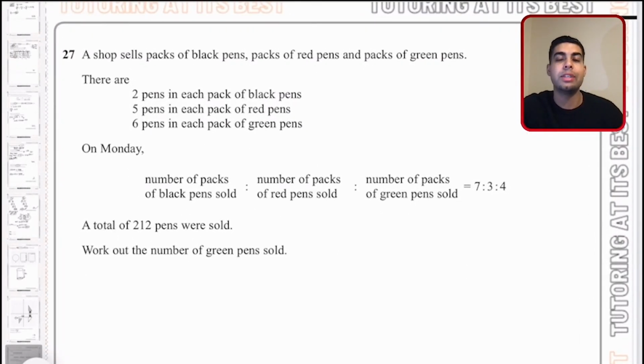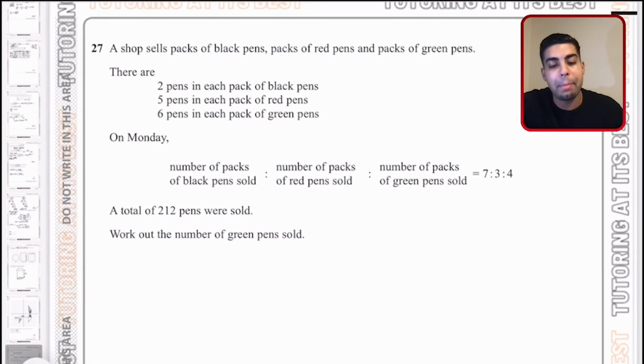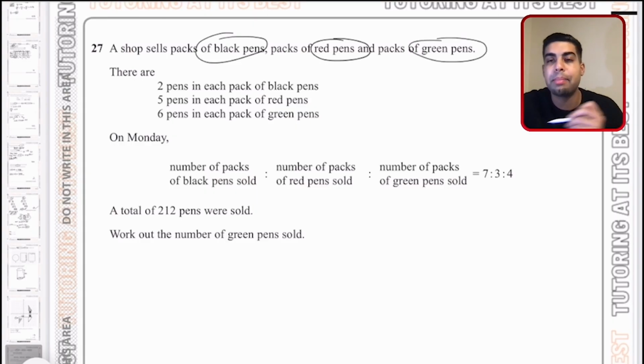And let's now move over to question 27. So we have a shop that sells packs of black pens, red pens, and green pens. And notice that when I'm reading this question, I'm highlighting the key information as I go on. Just so when I go ahead and attempt it, I know exactly what key information I need to look at. And we can see now that there are 2 pens in each pack of black pens, 5 pens in each pack of red pens, and 6 pens in each pack of green pens. And they're now giving this to us in a ratio.